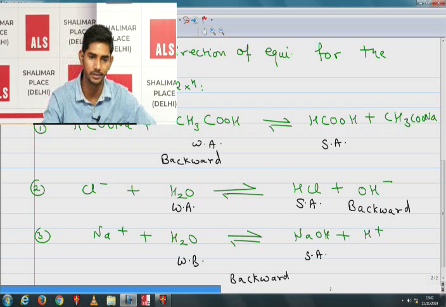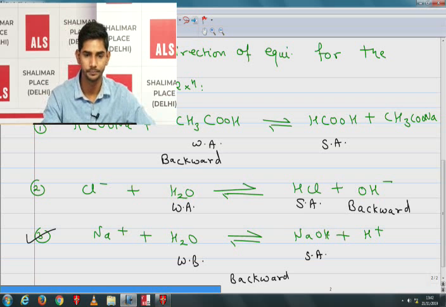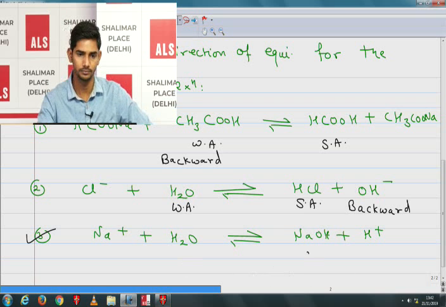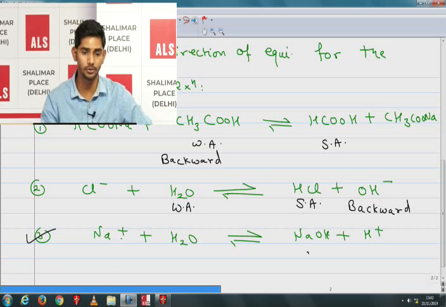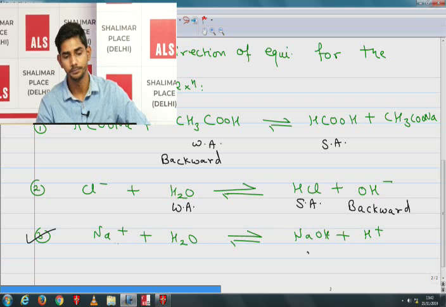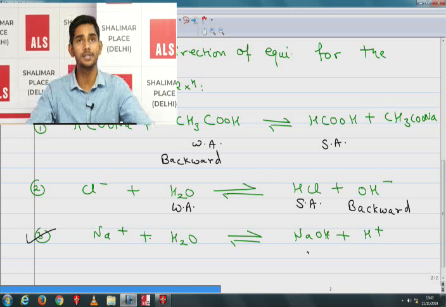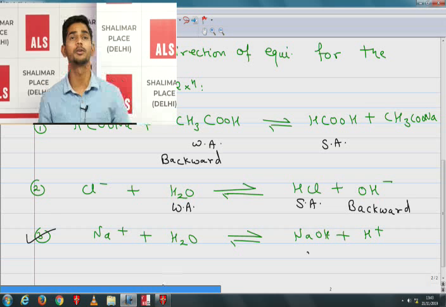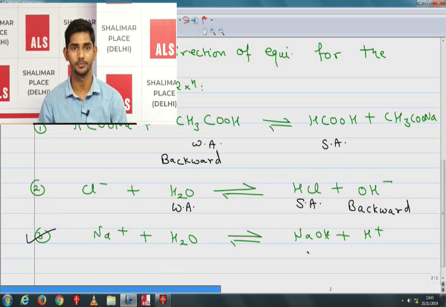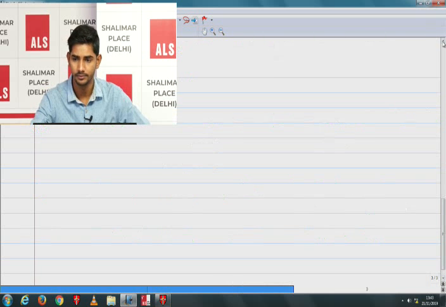Okay. Let me explain the question number 3. See, in the question number 3, first of all, let's check out the reactant side. So this is nothing but the Bronsted-Lowry concept. You can check out that here Na plus can take only OH minus over there. And water can be dissociated over there to give what? H plus and OH minus.